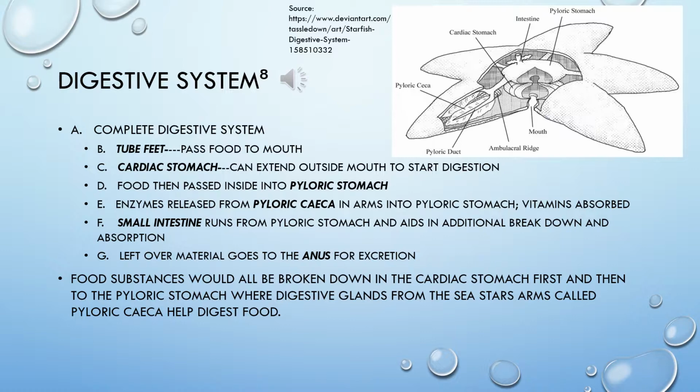I have a picture up in the corner. It's a little drawing of the different parts of the starfish, including the intestine, the two stomachs, the pyloric ceca, and the mouth. The only thing not pictured on there is the anus, but the anus would run out from the intestine.